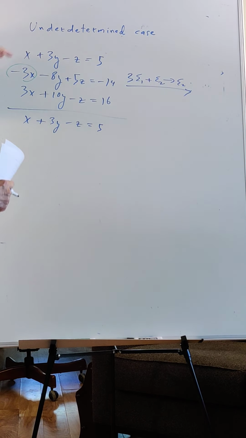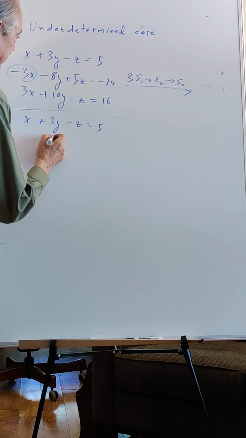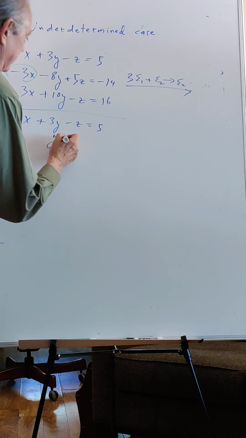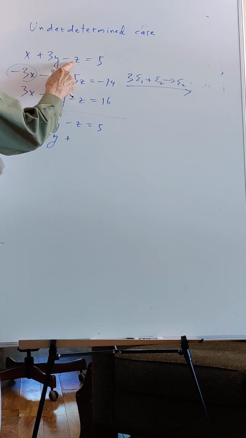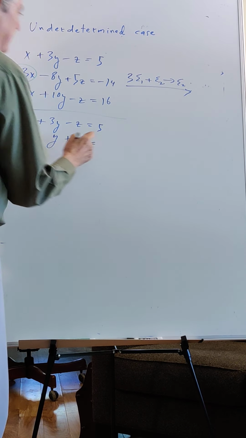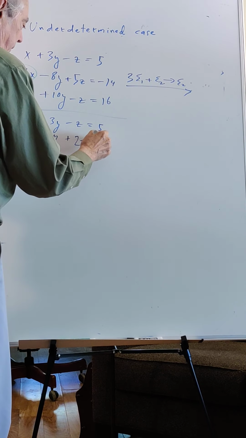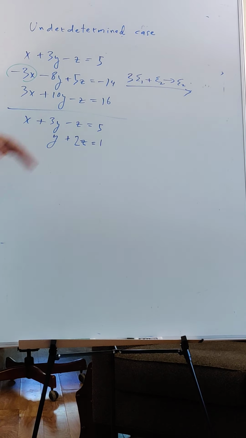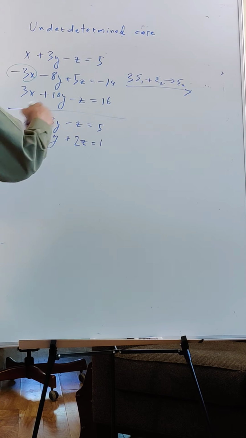All right, so 3x minus 3x is 0. 9y minus 8y is y. And minus 3z plus 5z is 2z. And 15 minus 14 is 1. That's exactly the same operation that we used twice in the previous two videos. Let's save some time here. Let's do two steps at once.